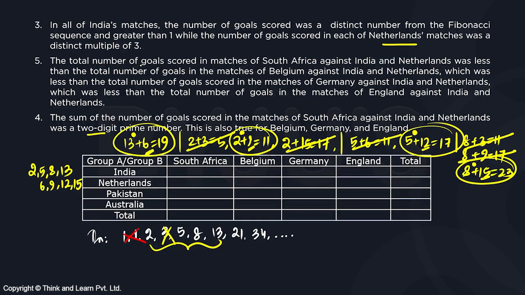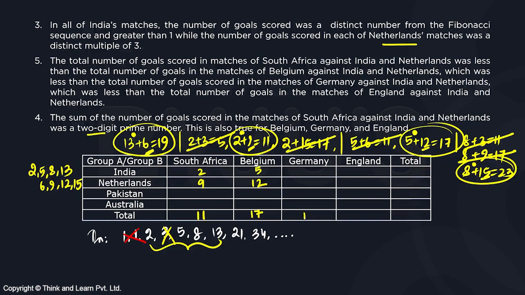Now, using the fifth statement, we know that the total number of goals scored in matches of South Africa against India and Netherlands was less than the total number. So the least sum is 11. So this is what we will have. And 11 we can only form using 2 and 9. Once we are done with 11, the next higher number is 17. 17 is going to happen with 5 and 12.